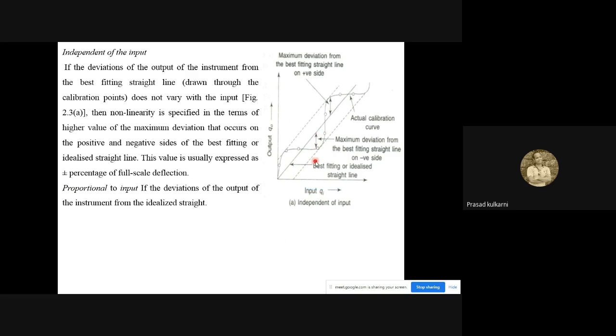This is the maximum deviation from the best fitting or idealized straight line, but this is never achieved. We always actually achieve a second degree or third degree curve. This is the actual calibration curve. Sometimes the deviation is less, sometimes it is maximum, and that also reduces the accuracy.